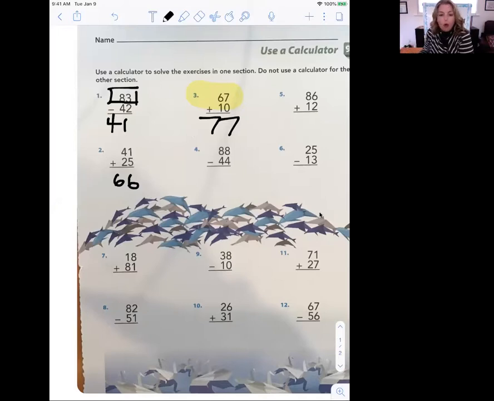Okay, so why don't you all pause your video and go ahead and use your calculator to do the rest of the worksheet.